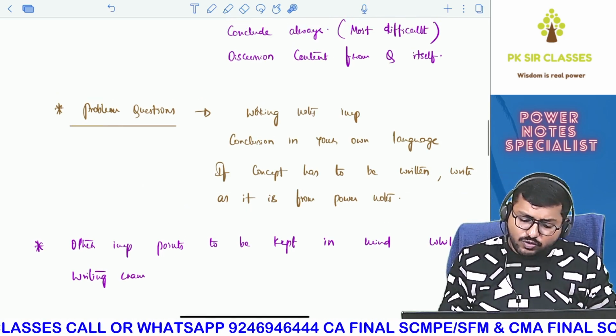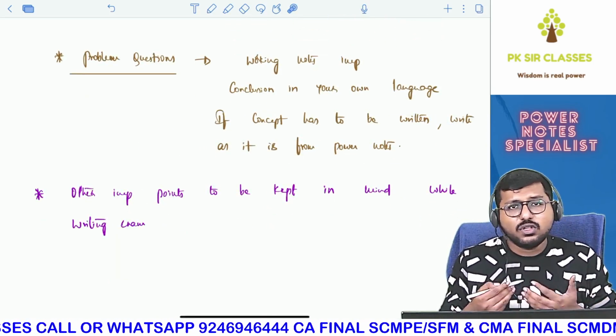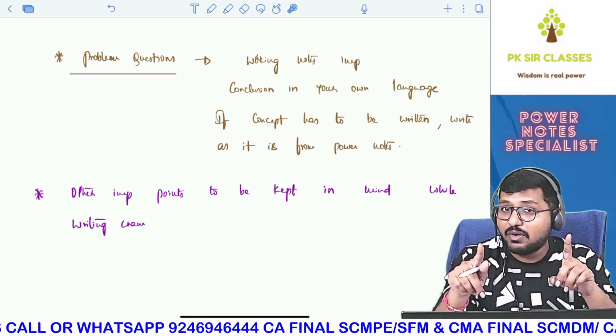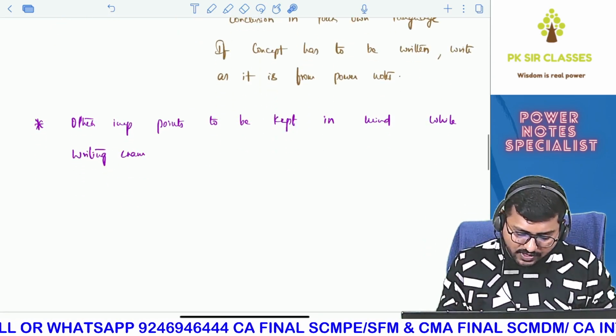which we already know. So for case studies, the logic remains the same. For practical questions or problematic questions also, the logic remains the same, where you have to copy paste the concept from the power notes. That's why power notes is very important. That 296 page content from me, right?